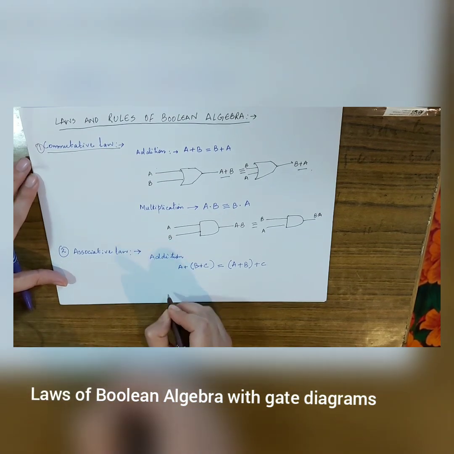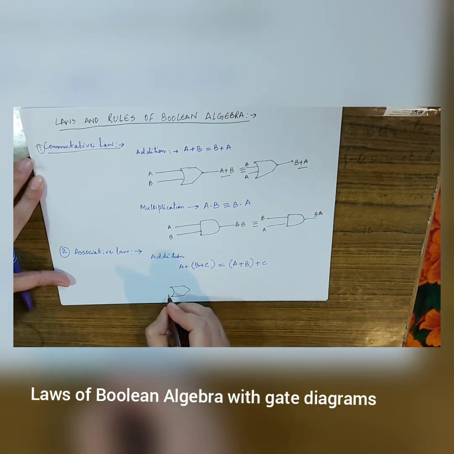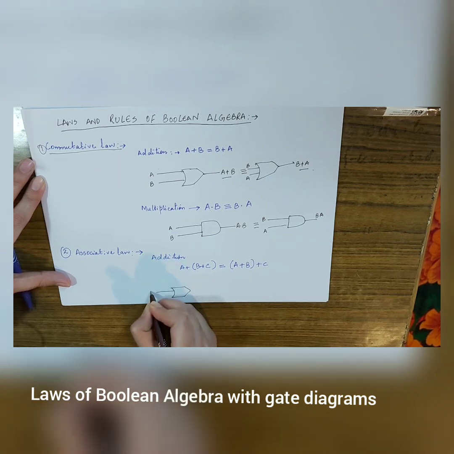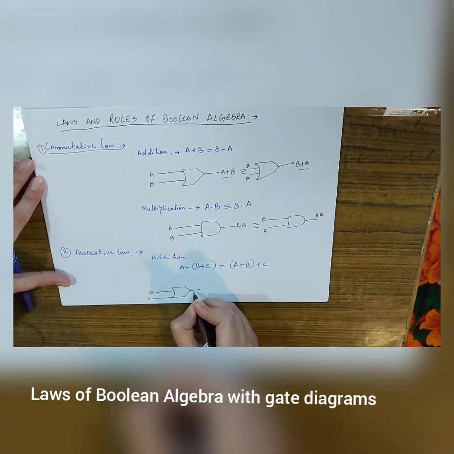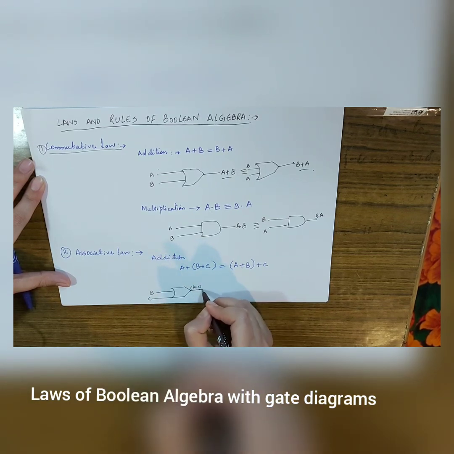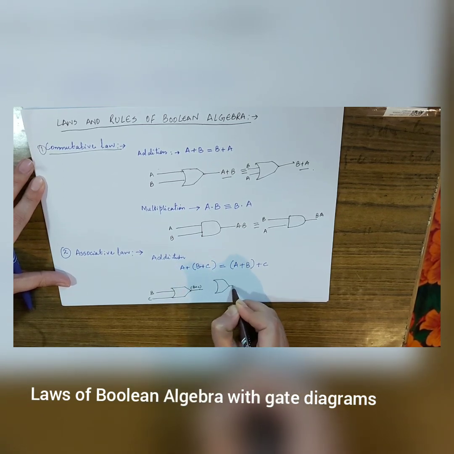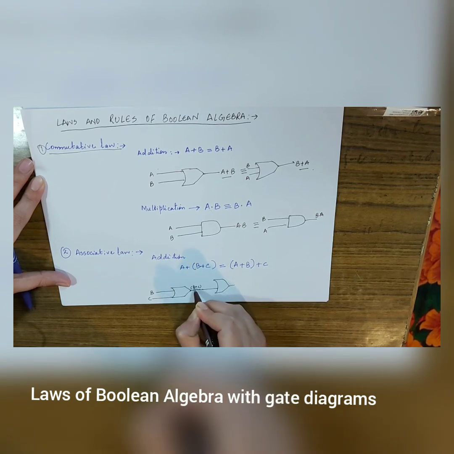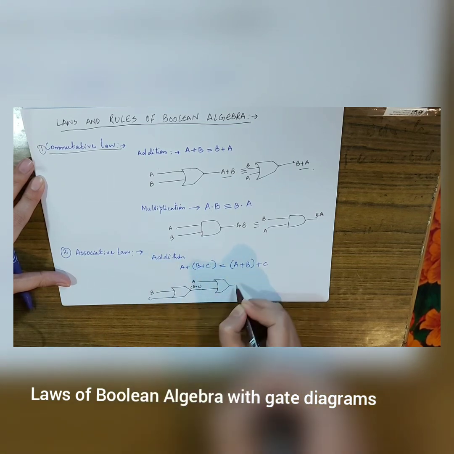So here we will make an OR gate like this. The input to this OR gate will be B, because first we have to evaluate the bracket. So the first will be B, then C. At this output terminal, the result will be B plus C. Now we have to OR this again with A. So we will apply another OR gate. The input to this OR gate will be B plus C, that means the result of this, and A. So when we OR this, it will be A plus B plus C.